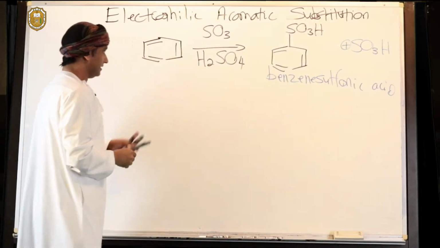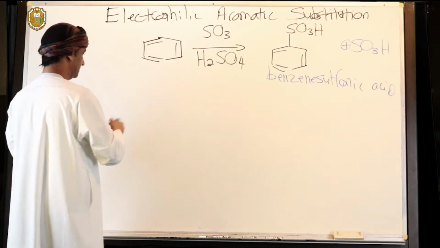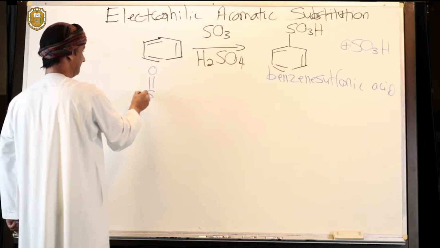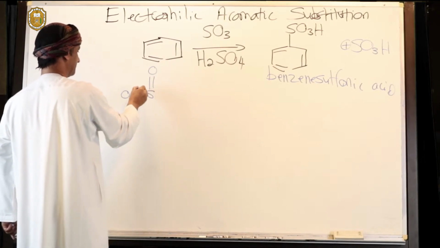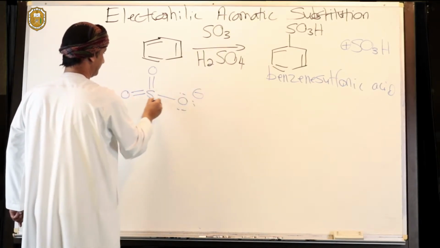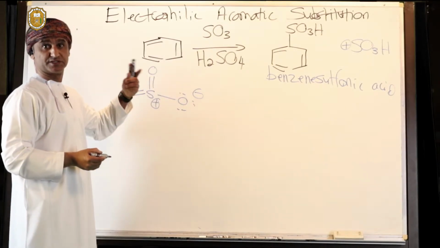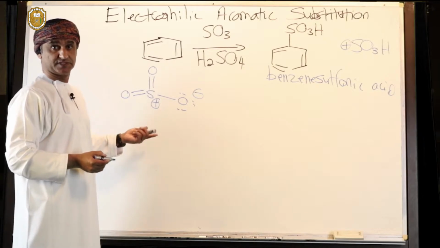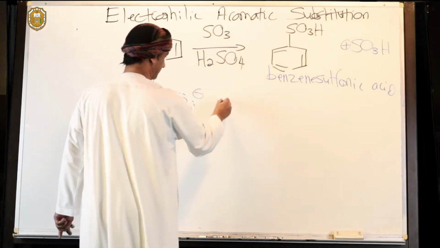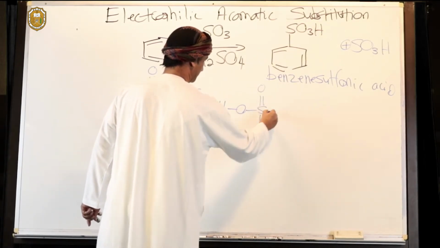Now, sulfur trioxide reacts with sulfuric acid. So this is sulfur trioxide. And of course, this is one possible Lewis structure. Of course, there is more than one Lewis structure that's possible in this case of sulfur trioxide. So this is sulfur trioxide. This is sulfuric acid. That's the Lewis structure of sulfuric acid.